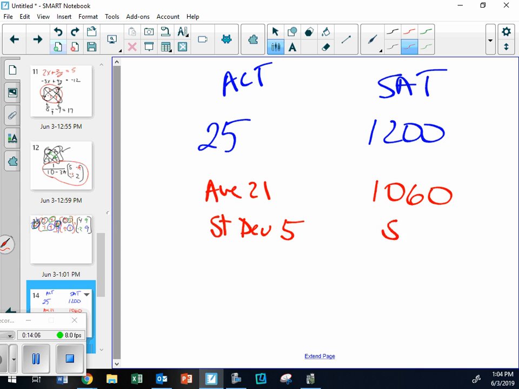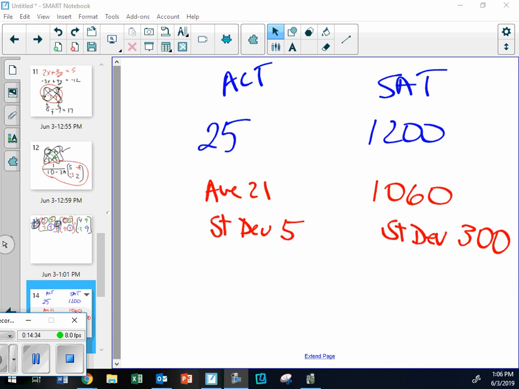Oh, wait a minute. Standard deviation. The standard deviation is 209. We're going to call it 300. I'm rounding. So figure out whose is actually better by finding the what? Z-scores. Very good. Find the Z-score for both. If you forgot how, I'm going to show you in a second here.